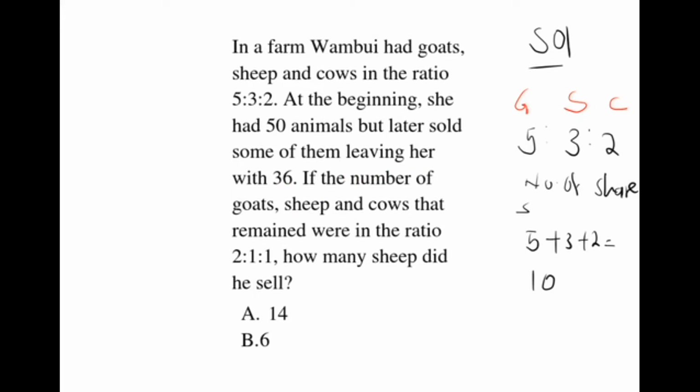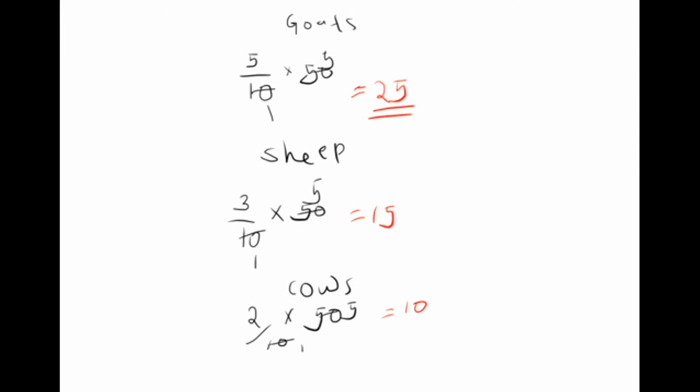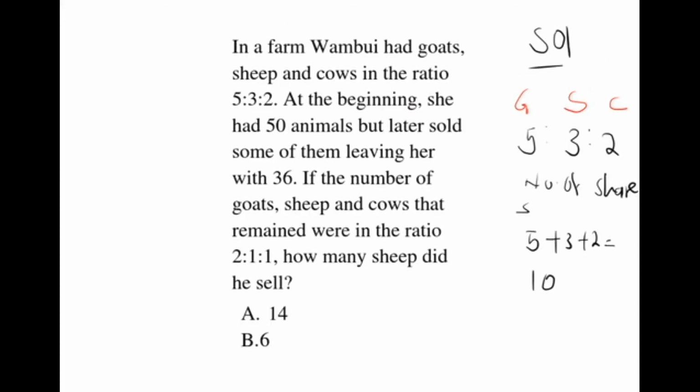If the number of goats, sheep, and cows that remained were in the ratio 2:1:1, how many sheep did he sell? Therefore, now we can proceed as follows. He sold some of them and she was left with 36. Let us have G to represent goats, S sheep, C cows in the ratio 2:1:1. Number of shares here is 2 plus 1 plus 1. This gives you 4. That is the number of shares. Then we are asked how many sheep did he sell.